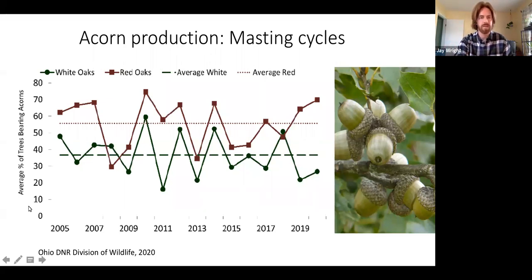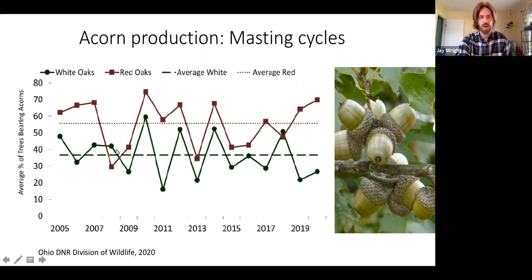So this figure is showing data from Ohio Division of Wildlife acorn surveys for the last 15 years. And on the y-axis here, we have the percent of trees that are bearing acorns going across time here. And so if we look at the red line, that's showing the average acorn production for red oaks across the wildlife areas that were surveyed.